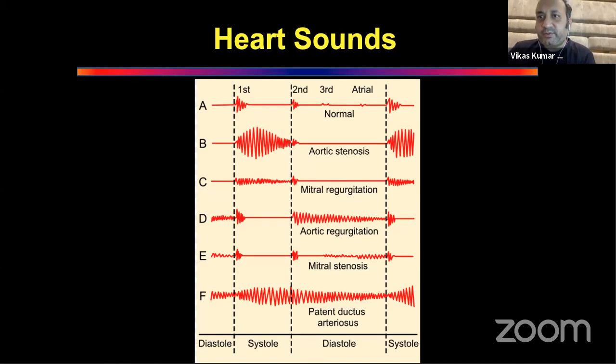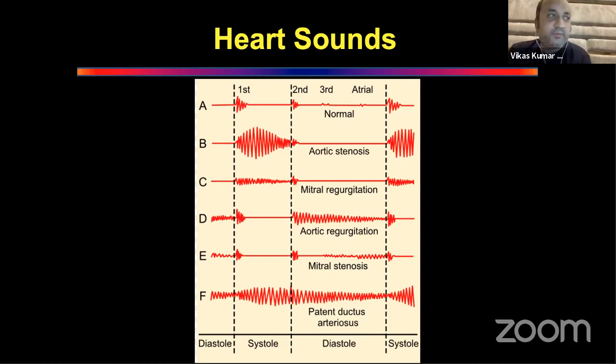So in aortic stenosis, we have a diamond shaped high pitch. This is one of the highest pitched murmurs which we find in cardiac pathology. So this is a diamond shaped murmur. It is typically called a crescendo decrescendo murmur. So the second diagram is the murmur of aortic stenosis.